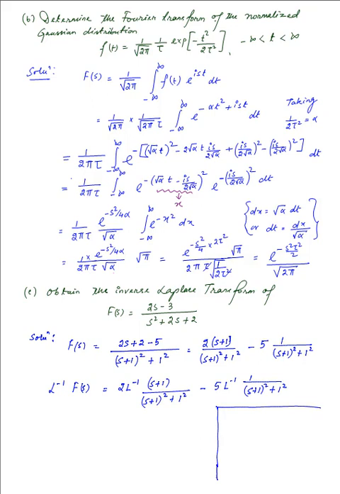So the inverse Laplace transform of 1 over (s minus a) whole squared plus b squared is going to be equal to 1 over b times e to the power at sine of bt. So that's one bit. And the inverse Laplace transform of (s minus a) over (s minus a) whole squared plus b squared is going to give us e to the power at cosine of bt.